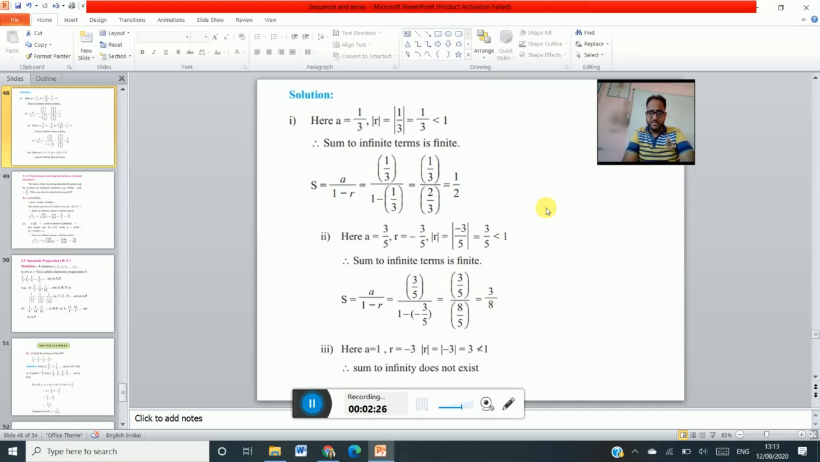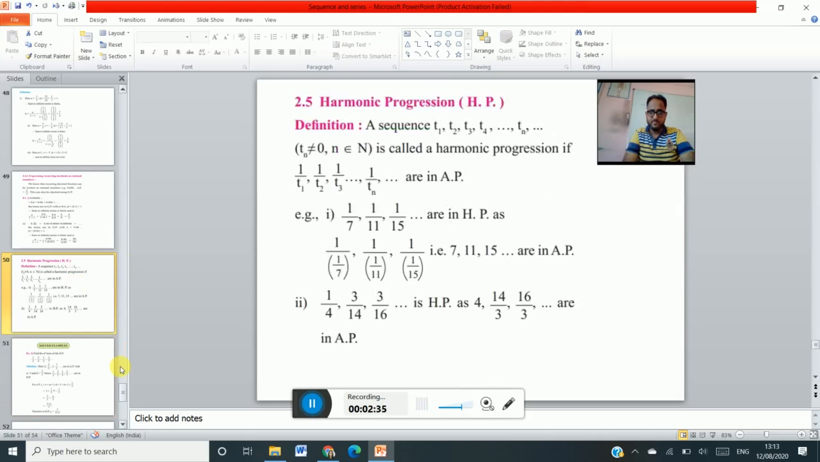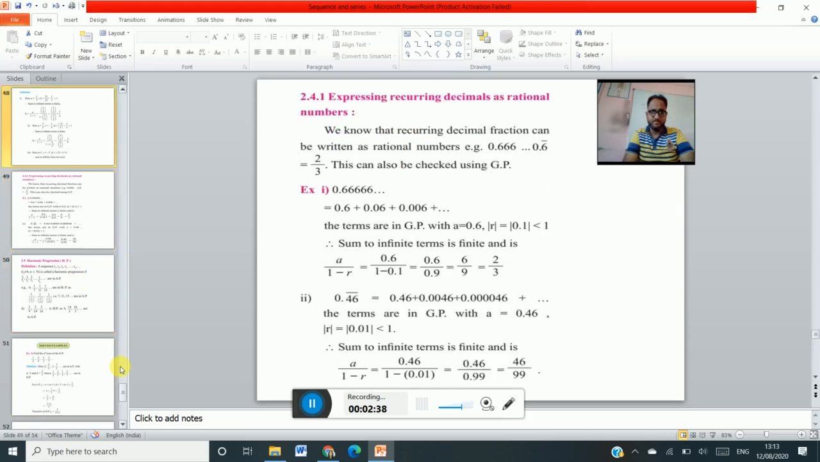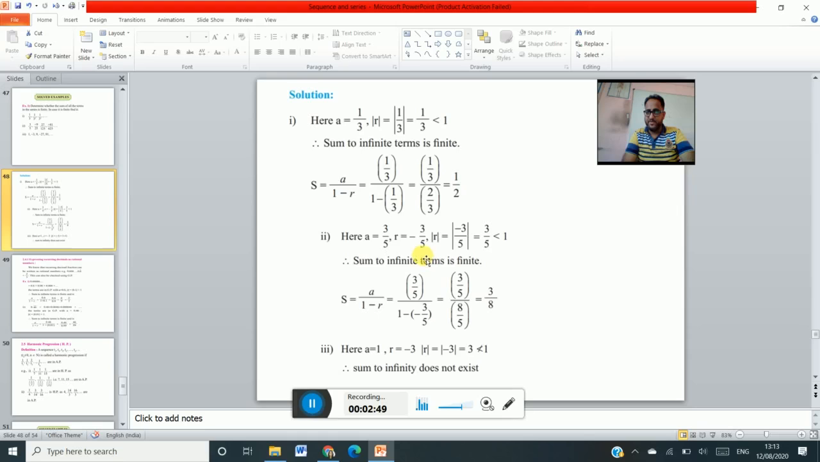Okay. Then second, see here, look at what the second series is given. That is 3 by 5 minus 9 by 25 plus 27 by 125 minus 81 by 625. This should be the given series. So a is 3 by 5, r is minus 3 by 5, mod of r is 3 by 5, that is less than 1 again. I checked it, that is less than 1 again. So the formula will be the same and the result will be 3 by 5. Okay, so in this way you can solve some examples.